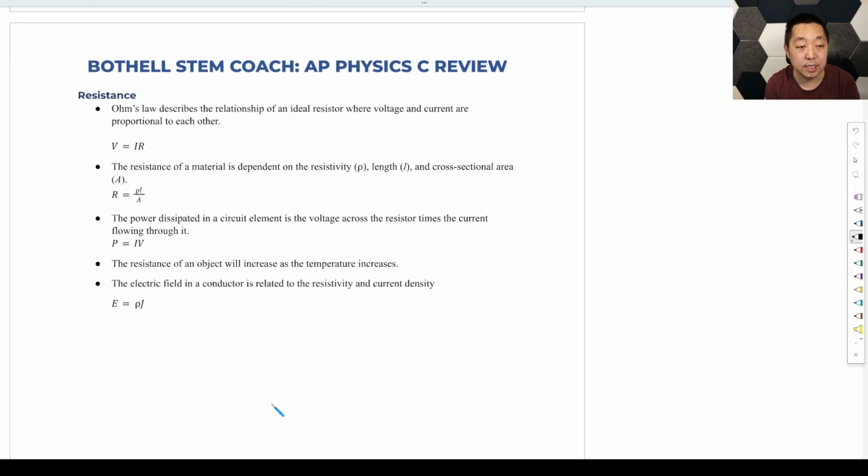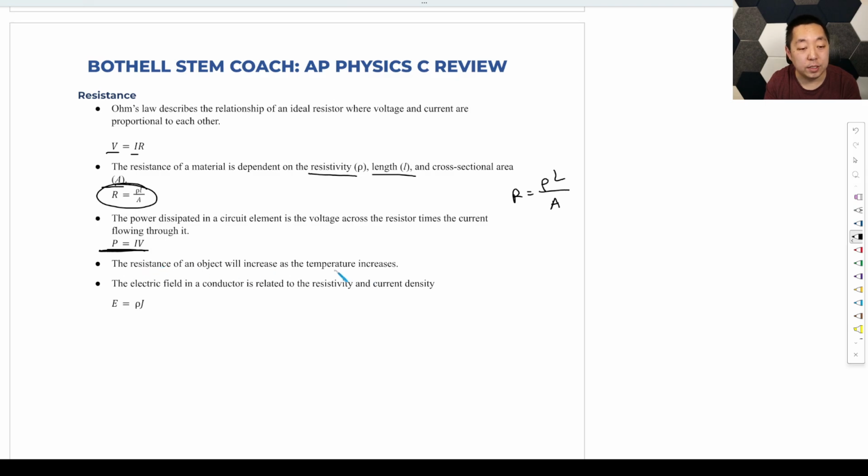Resistance is the most common circuit element we deal with, right? An ideal resistor follows Ohm's law, which is that the voltage and current are proportional to each other, and that proportionality is called the resistance. The resistance is dependent on the resistivity, length, and cross-sectional area. So resistance is given by this equation here, where the resistivity is the property of the material, like what kind of metal it is, and then the length divided by the cross-sectional area. The power dissipated, we just talked about, was I times V.